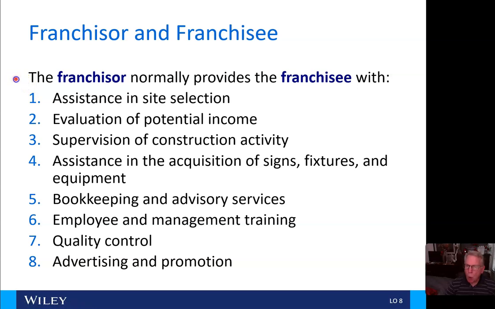Okay, the franchisor normally provides the franchisee with 1, assistance in site selection, 2, evaluation of potential income, 3, supervision of construction activity, 4, assistance in acquisition of signs, fixtures, and equipment, 5, bookkeeping and advisory services, 6, employee and management training, 7, quality control, and 8, advertising and promotion. Of course, the franchisor wants the franchisee to be successful.